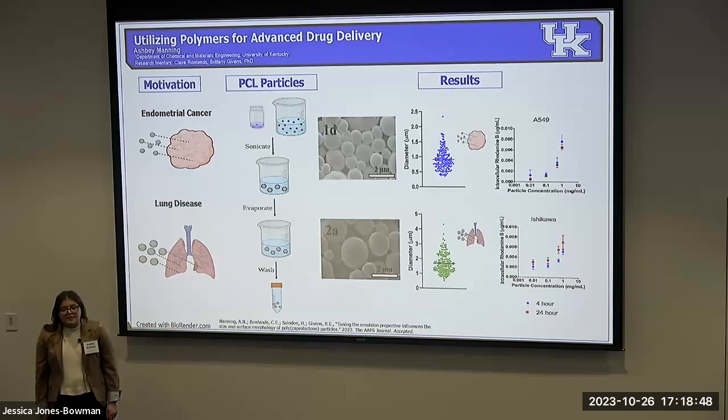We also then tested our particles in human lung and endometrial cancer cell lines to ensure that the particles were making their way into human cells. Now, when we did this, we found that our particles were successfully being internalized in both cell lines within the first 4 hours. This makes it applicable for a variety of drug delivery applications.